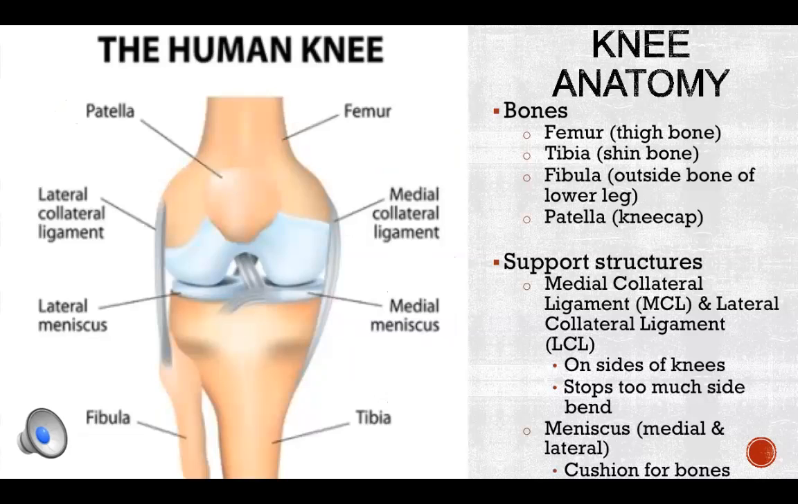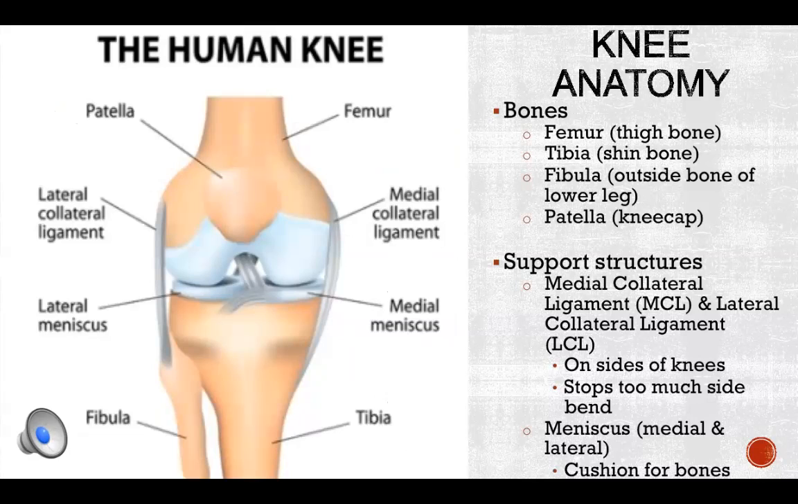Okay, so there are a number of important bones involved with the knee. So we have the femur, which is the thigh bone, tibia, or the shin bone, the fibula, which is the bone outside the tibia, and the patella, also known as the kneecap.